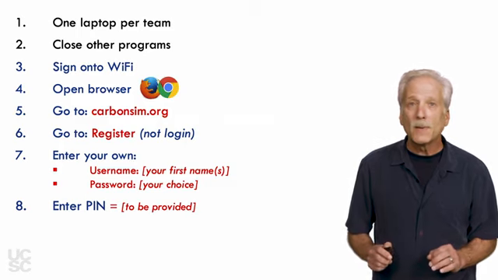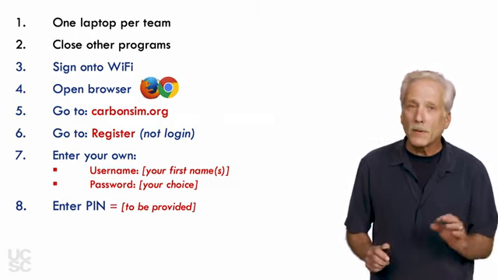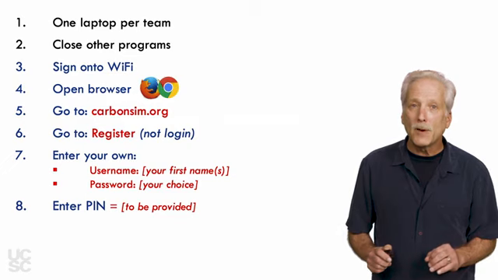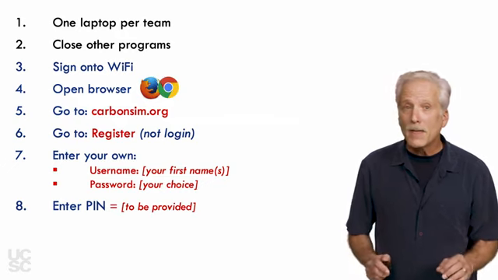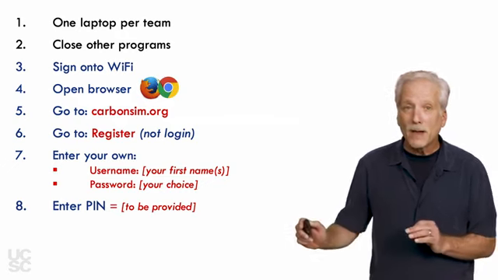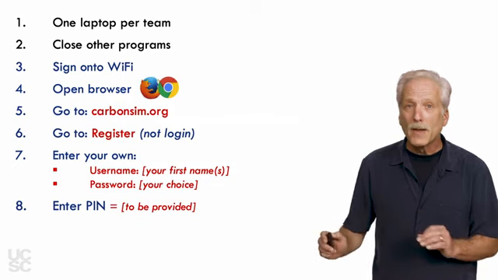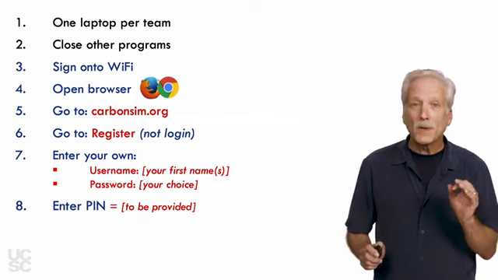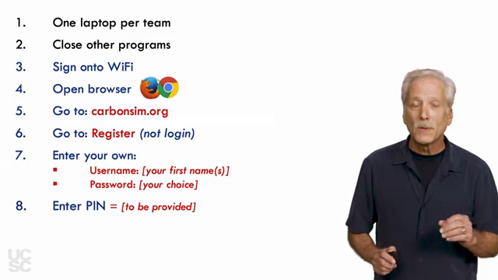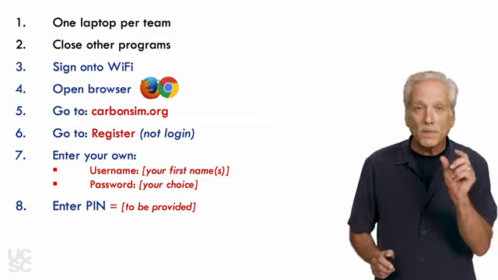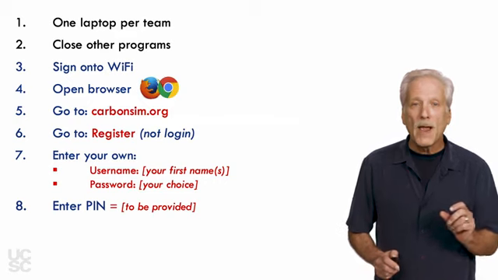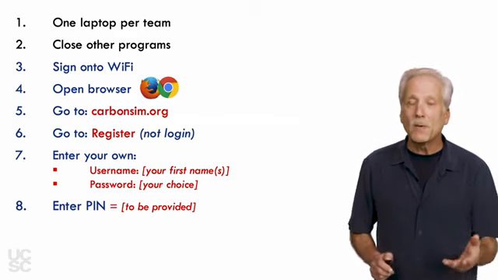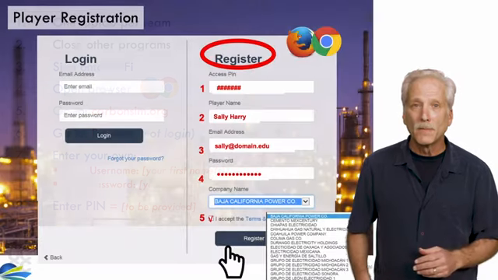Then I need you to go to carbonsim.org, or if I tell you otherwise, sim2.carbonsim.org. I need you to go to the register page, not the login. Then on the right-hand side, the register page, enter your username, which is going to be your first names. So if there are 2 members on the team, put your first 2 names. Pick a password that you can remember, and then enter the PIN. I'll let you know what the PIN is before you start.